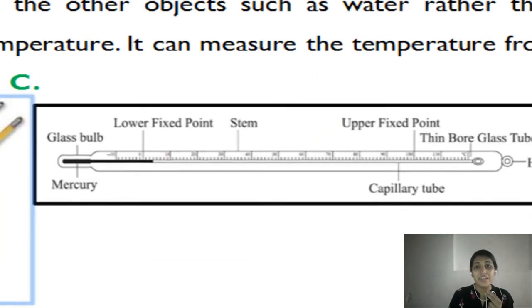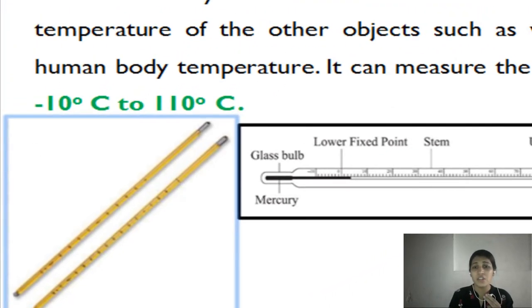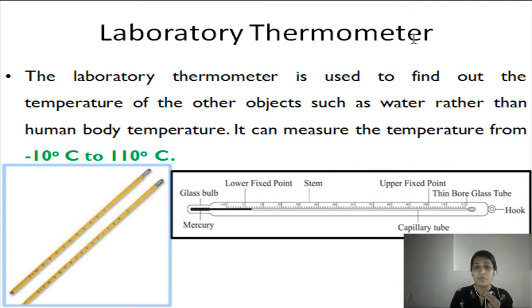Next is the laboratory thermometer. How do we measure the temperature of objects other than the human body? For this purpose, there are other thermometers. We will study these different thermometers here. One such thermometer is the laboratory thermometer. The laboratory thermometer is used to find out the temperature of other objects such as water, rather than human body temperature. It can measure the temperature from minus 10 degrees Celsius to 110 degrees Celsius.